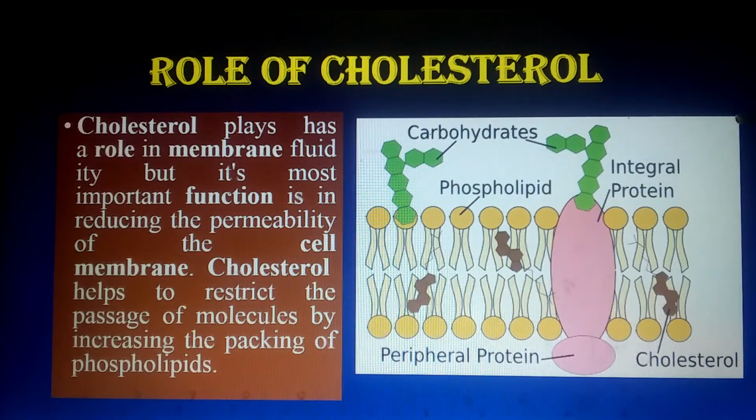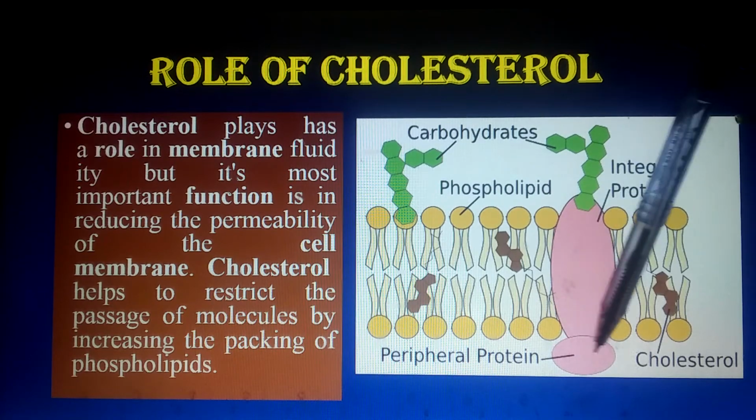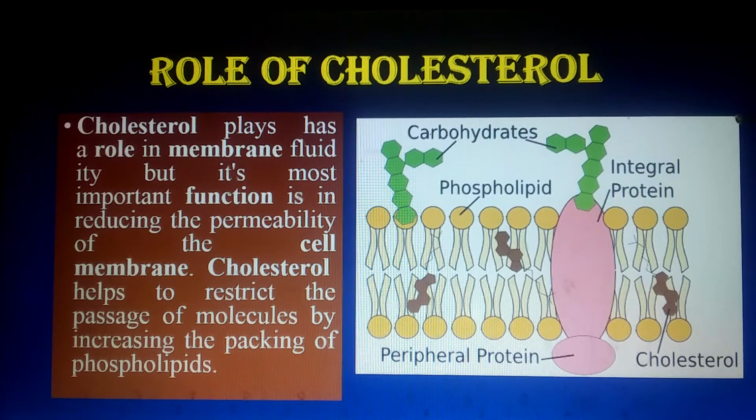Now, the role of cholesterol. You can see here the small cholesterol molecules are also present. This is the phospholipid bilayer. These are the carbohydrate chains, and these are the integral proteins. This is the peripheral protein. You can see each and everything clearly.